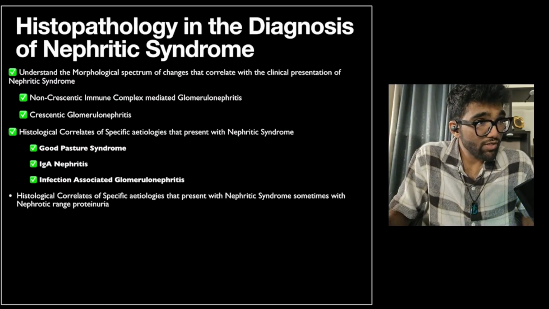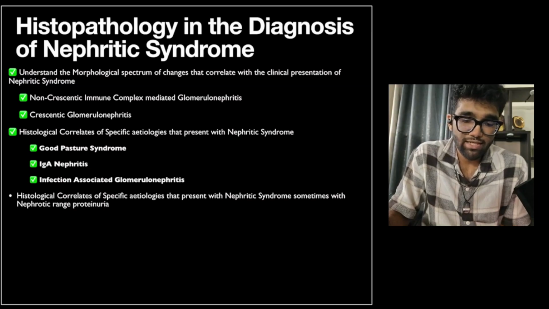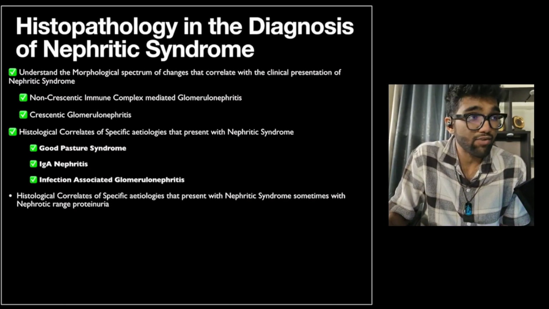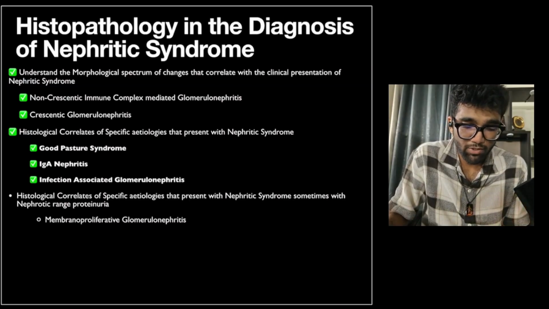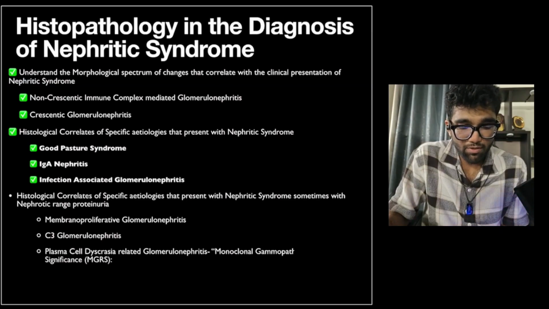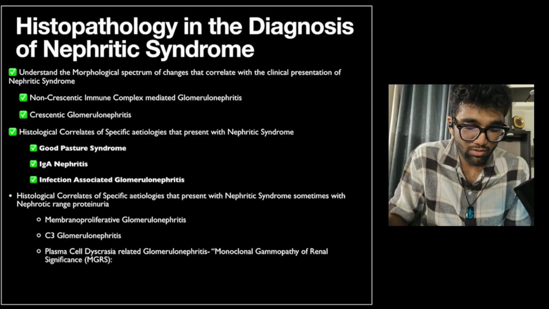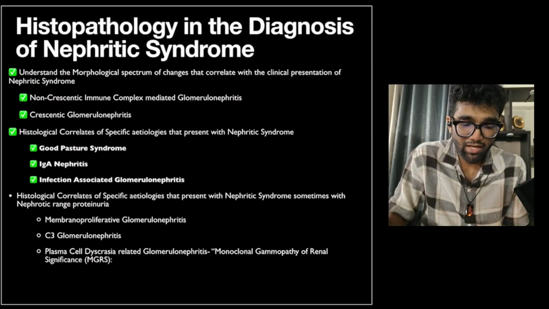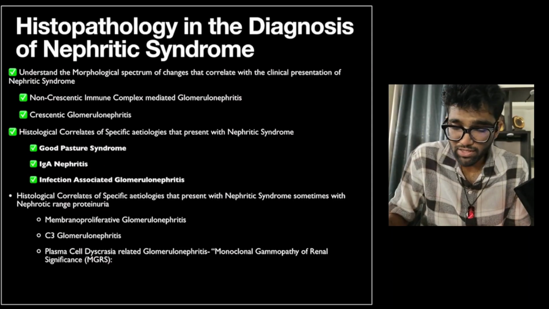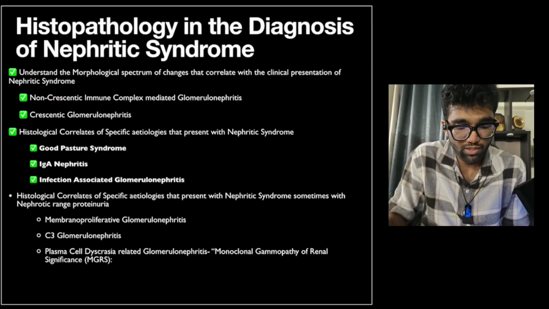So today we're going to discuss the histological correlates of specific etiologies that result in nephritic syndrome, which at times in some patients can have nephrotic range proteinuria. So this will include the histology of membranoproliferative glomerulonephritis, C3 glomerulonephritis, and we'll discuss in detail what plasma cell dyscrasia related glomerulonephritis looks like. And I'll also fill in the blanks for the entire spectrum of monoclonal gammopathy of renal significance.